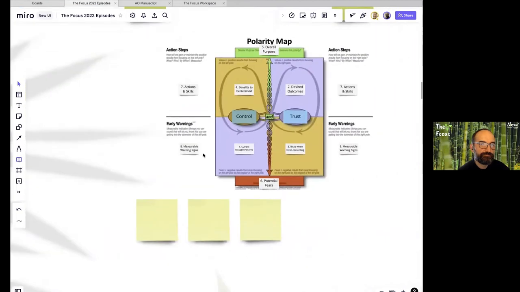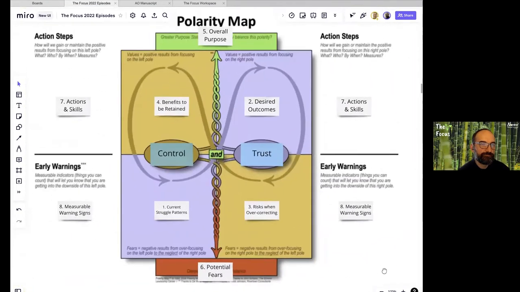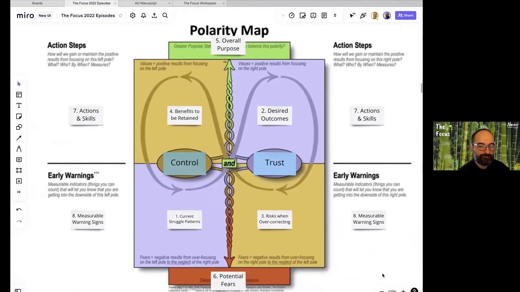Now, going back to the polarity map, if you can recall from last time how we stepped through the polarity map and explained it, we used polarity mapping to figure out what that dynamic balance should be. And in this case, we've got the example of what we're going to be covering today with control and trust in the polarity map. But for all the future polarities that we're going to be discussing that you saw in our AO galaxy view, we're always going to start with number one, which is the bottom left, which are the fears or the negative results from over-focusing on control. We will then discuss the desired outcomes of the other side of the polarity, in this case, trust. And we labeled that as desired outcomes, but this is the positive results that we get from focusing on trust.